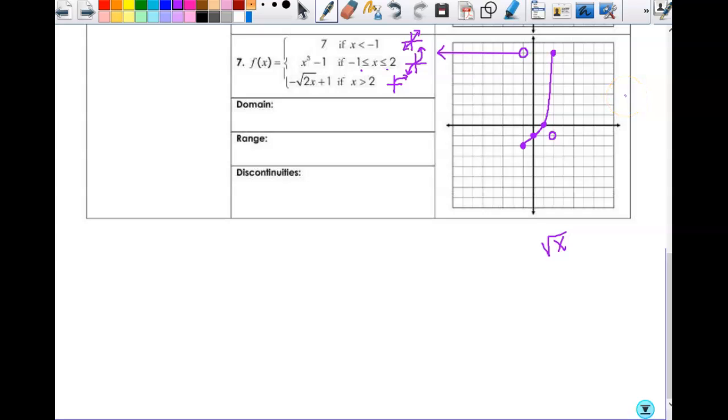I reflect it in the x-axis. Then I horizontally compress by 1/2, so that 9 becomes 4.5. 1, 2, 3, 4.5. And then I go up 1. Oops, and that's solid. And so since I know what the square root function looks like, and I understand how it reflected, that's really all I need to get the curve that goes like so. Okay.